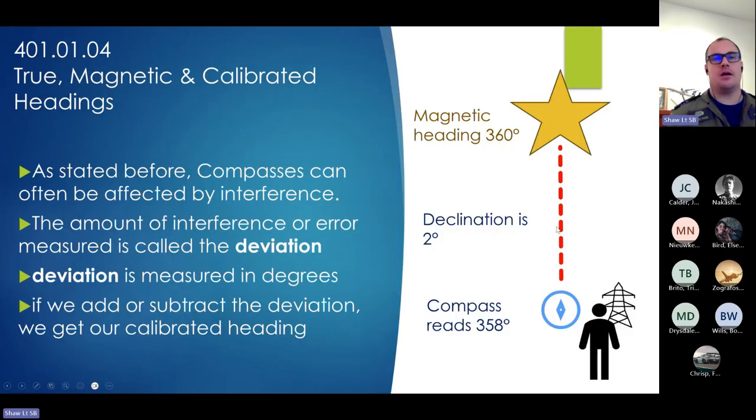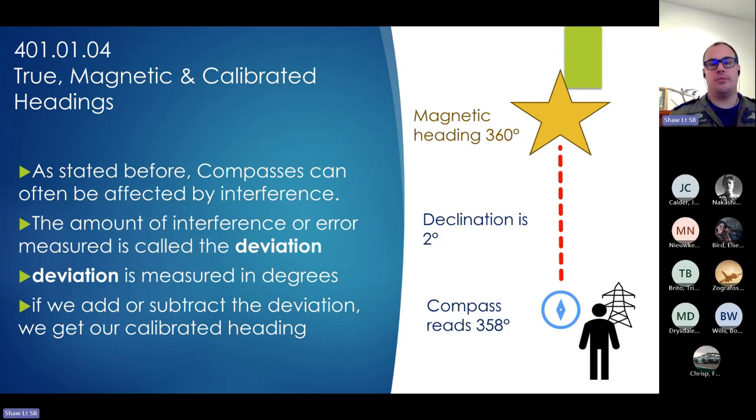Okay, so compasses can be affected by interference. Because compasses measure the magnetic field of the Earth, they can be interfered with by things that create magnets. So giant metal spinny bits, such as our propeller, electronics, radios, things like that. Those all can interfere with our compass. So this is called deviation.